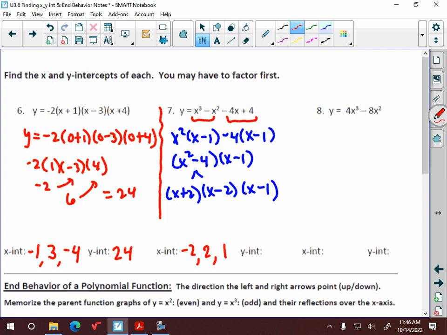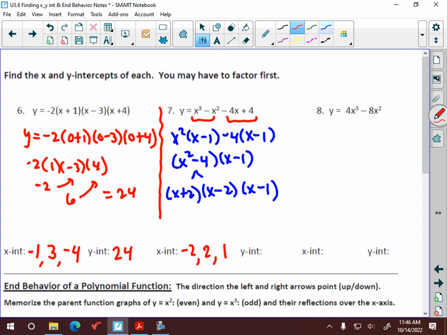The y-intercept, we can replace all the x's with 0 and do the same thing. When it's in standard form, like number 7 isn't factored for us, if you remember from the quadratics unit, if you put 0 back in for all the x's, it's just going to be the constant term. So you can see the constant term is positive 4.